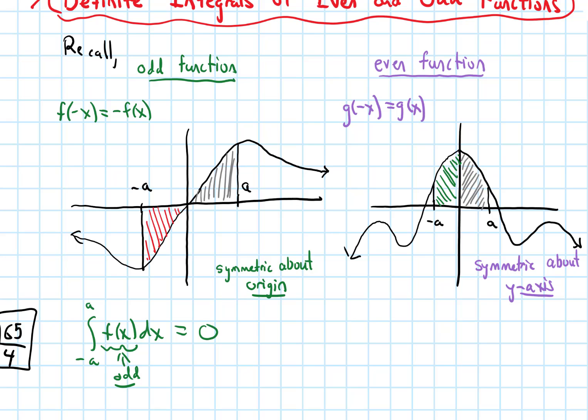Okay, so if we were to do the integral from negative a to positive a of an even function, g of x dx, so g of x is going to be an even function. So in general, well, it won't be 0 anymore, but what I can say is, this is going to be the same as if I were to do just the integral from 0 to a of g of x dx, but then multiply it by 2, because I get the exact same area on either side. So I just have to do the area from 0 to a and then double it.